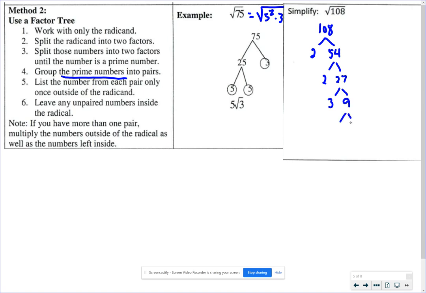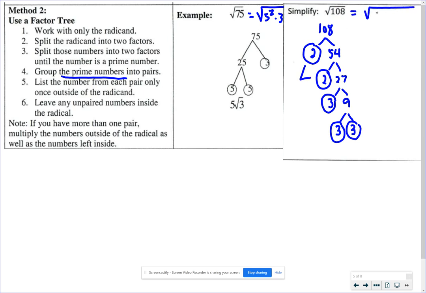That 9 is not prime because it's 3 times 3. Every one of our lowest leaves here are primes. I'm not going to circle the 9 because that's not the end of the branch. It went further. Okay, we really should only be circling the lowest leaves. What do we have? We're going to pair them up.